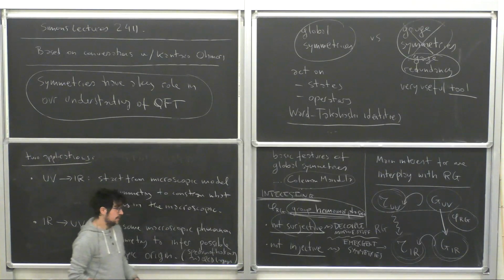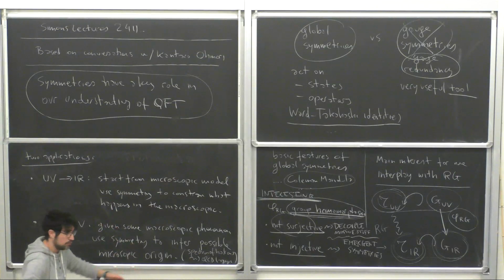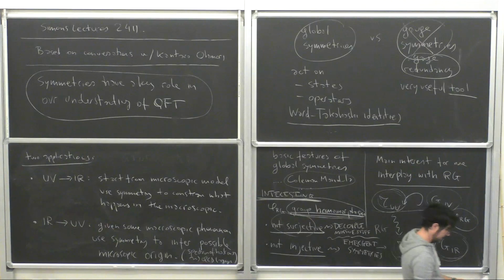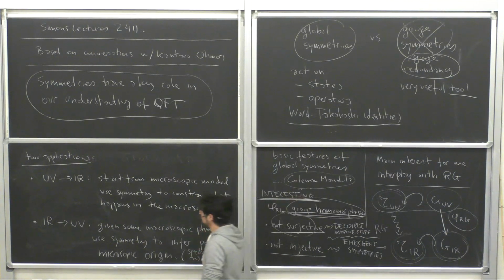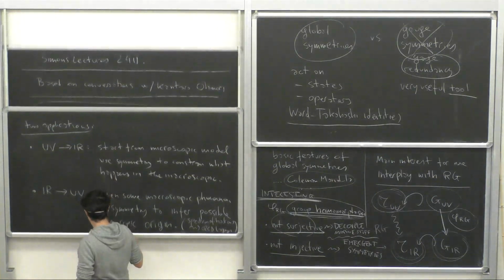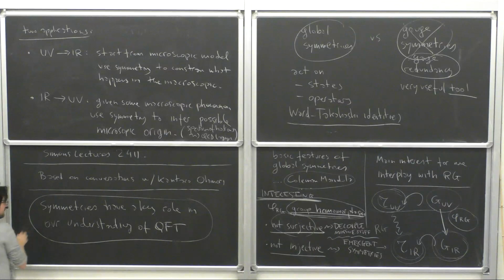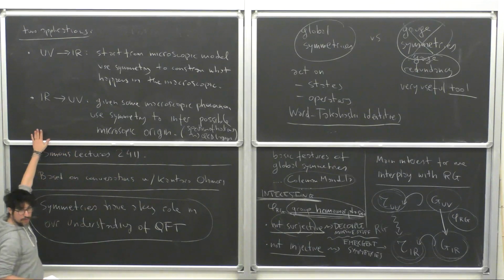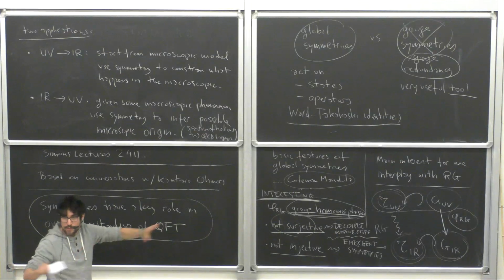No, this would be an infrared to the UV. You know what the spectrum of excitation in the infrared is, and you want to understand what the ultraviolet microscopic physics is that determines and explains that. So more or less this is the reason why symmetries have a key role in our understanding of quantum field theory, because the name of the game in quantum field theory is exactly this: relations between the microscopic and the macroscopic. That's the question in quantum field theory.